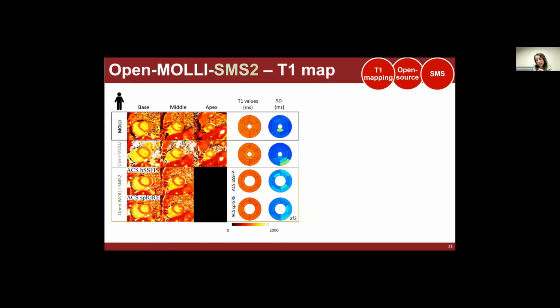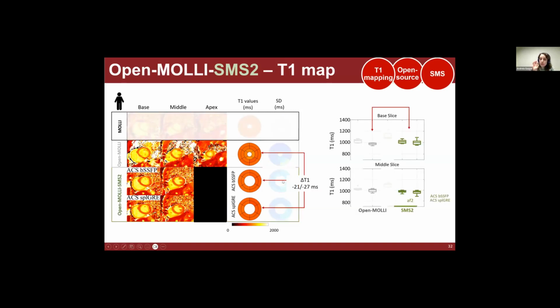In terms of in vivo acquisition, here the first line is MOLLI, the second one open MOLLI, and the last two correspond to the open MOLLI SMS2. And we can see that they are very similar between them in this case. In terms of precision, it is a little bit worse, but this is expected due to noise amplification. But in terms of values, they are very similar and not statistically significant, especially between open MOLLI and open MOLLI SMS.